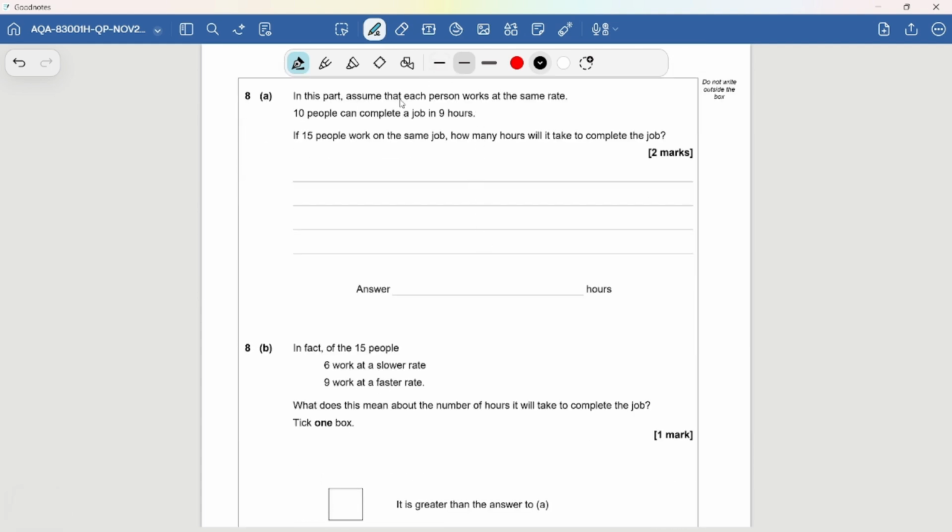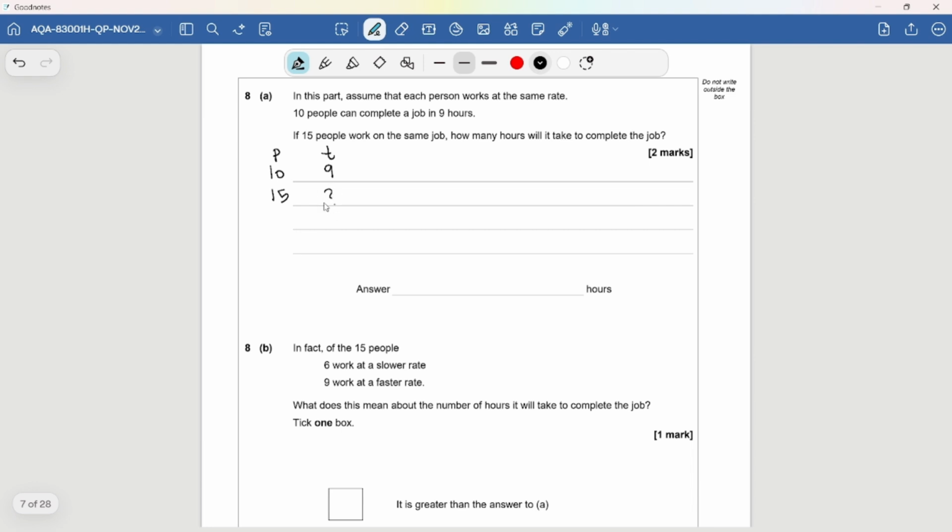In this part, assume that each person works at the same rate. 10 people can complete a job in 9 hours. If 15 people work on the same job, how many hours will it take to complete the job? So there are these number of people and the time it takes for them to complete a certain task. So if 10 people are working on a task, they take 9 hours to finish it. If 15 people work on the same task, assuming they are working at the same rate, how much time will it take for them to complete the same task?